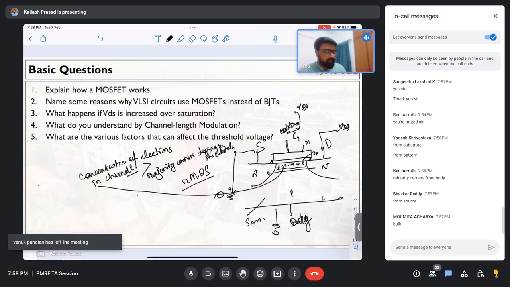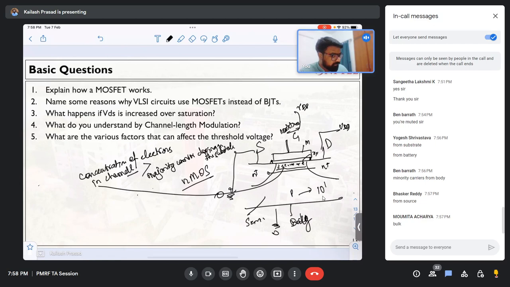Let me explain this majority carrier. It is a p-type, so the doping will be around say 10 to the power 16 atoms per centimeter cube. Now if I want to have 10 to the power 16 electrons per centimeter cube, from where will I get the electrons? Because this p-type substrate will have only about 10 to the power 4 per centimeter cube of electrons. You cannot have 10 to the power 16 electrons per centimeter cube from the substrate, because the substrate doesn't contain enough electrons.